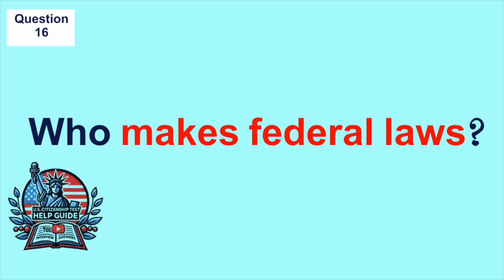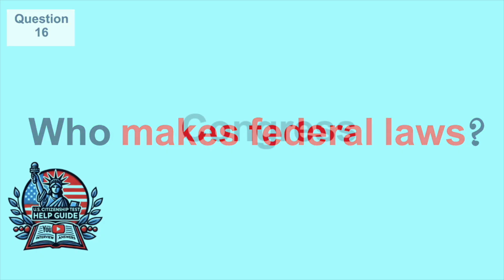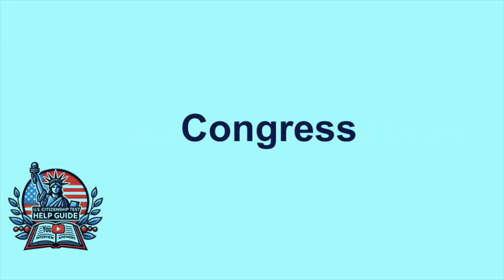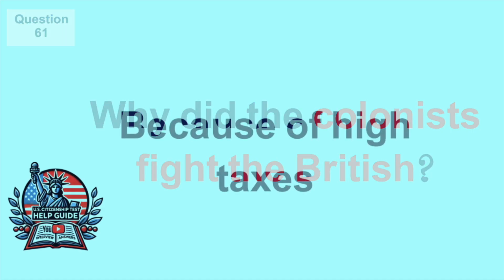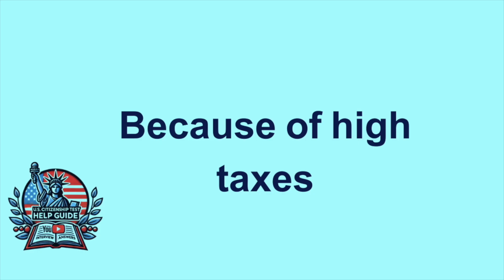Who makes federal laws? Congress. Why did the colonists fight the British? Because of high taxes.